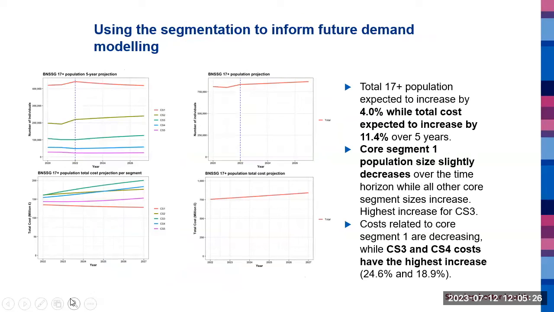The final element that we can do with this is, once you've segmented, you can roll forward your segmentation. So let's look at how many people drift between our segments in the time that we've got, and then roll that forward and see a kind of do nothing scenario. This is a little bit like what Leicester and Rutland were talking about, and there's something similar around a 4% population increase, but actually closer to 11 to 14% growth in cost, which is the real problem. Our healthiest population is going to shrink, and segments 3 and 4, which are some of our most comorbid, are going to grow the fastest.